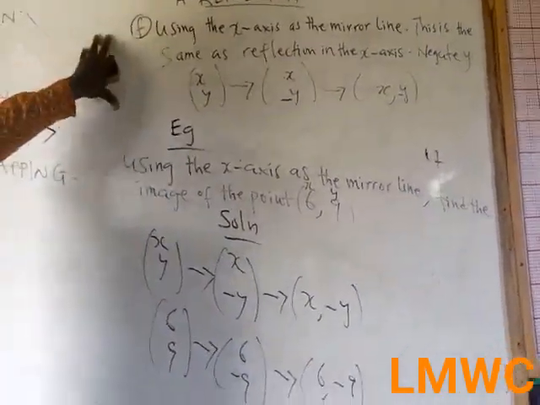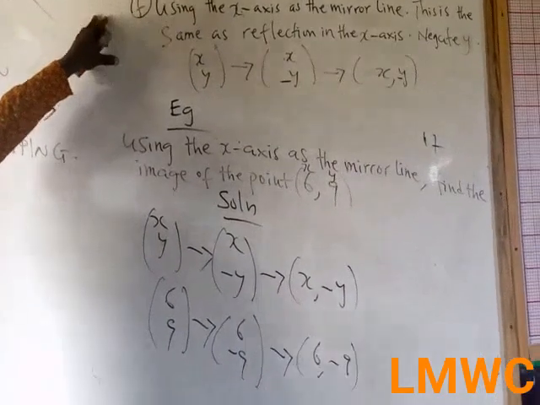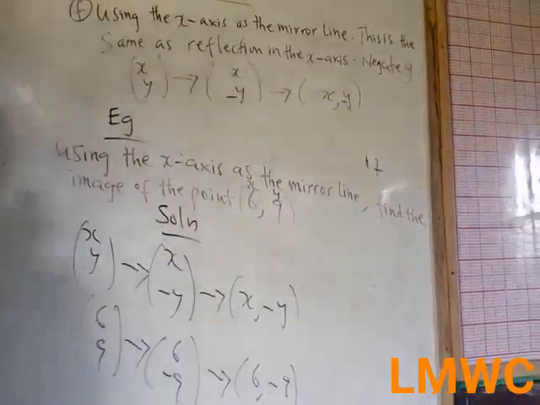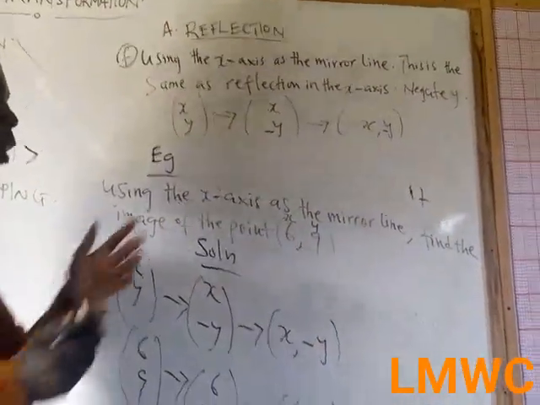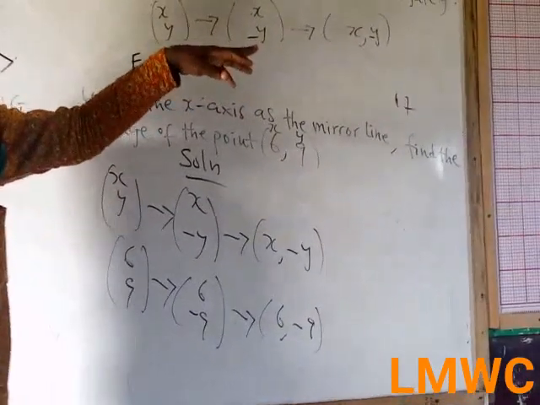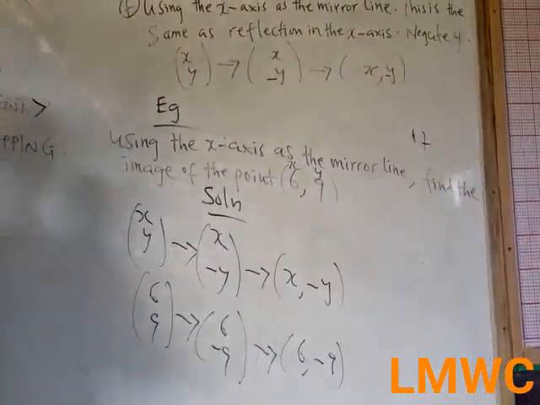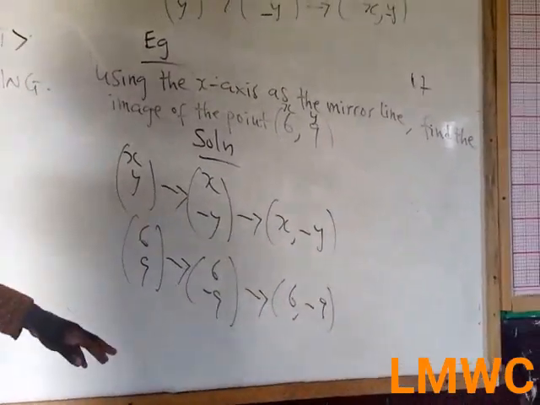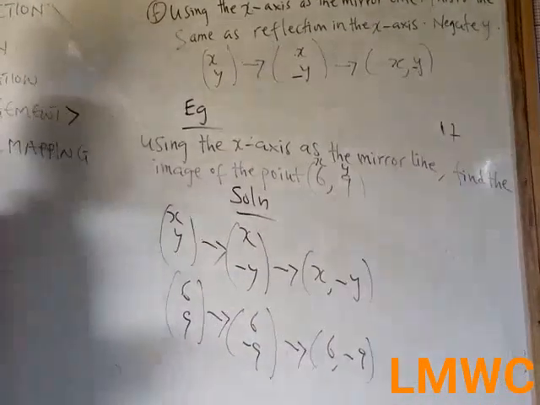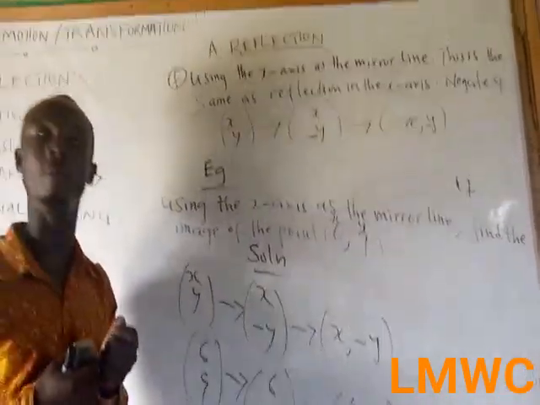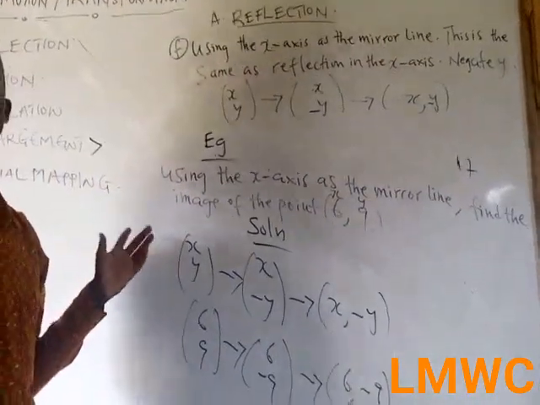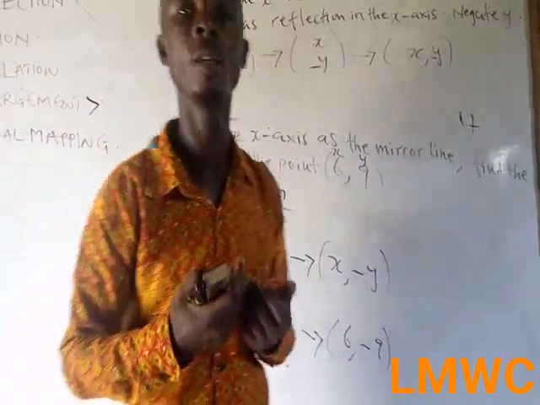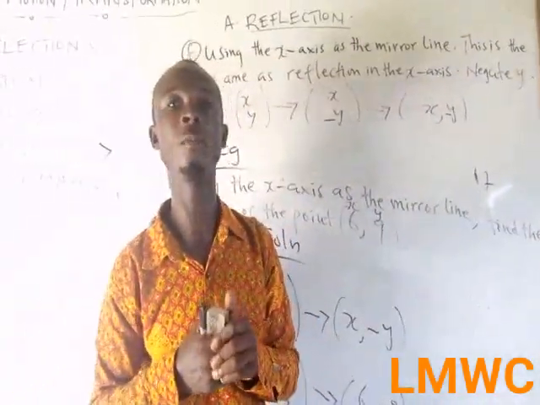So for the JHS students, please note this carefully under reflection. I want us to know the formulas, and after that we will move on to the graph sheet. But please take note, under reflection, this is all that you should know. We have reflection in the x-axis, and under reflection in the x-axis, y is negated. Reflection in the y-axis, x is negated. Reflection in the line x is equal to 0, we negate x. Reflection in the line y is equal to 0, we negate y.